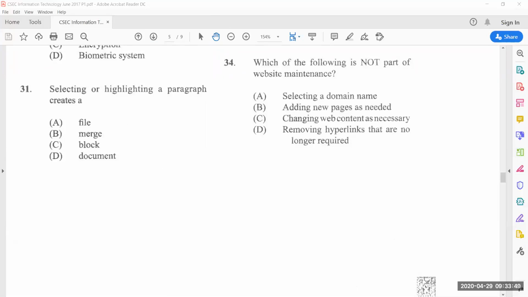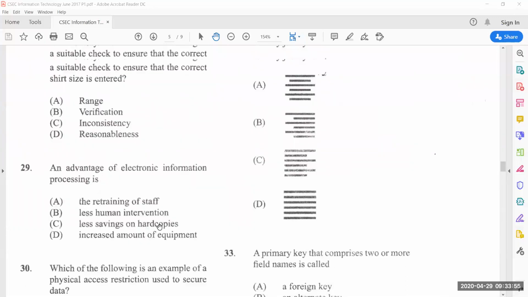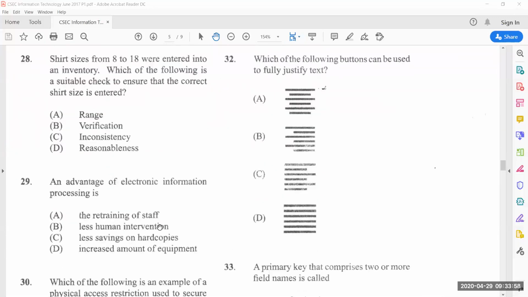Okay, no answer. Some answers came in the chat, and yes, it will be C, a block. Okay, moving on to 32.